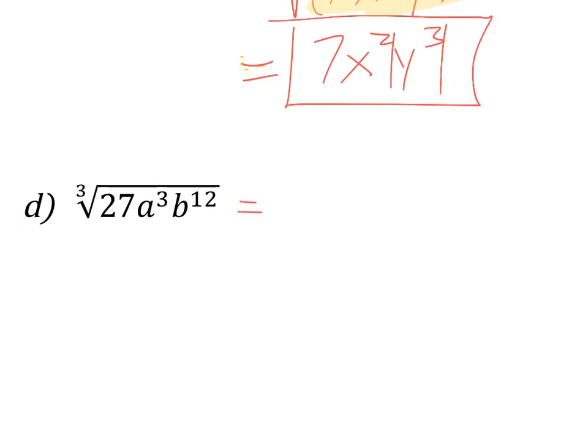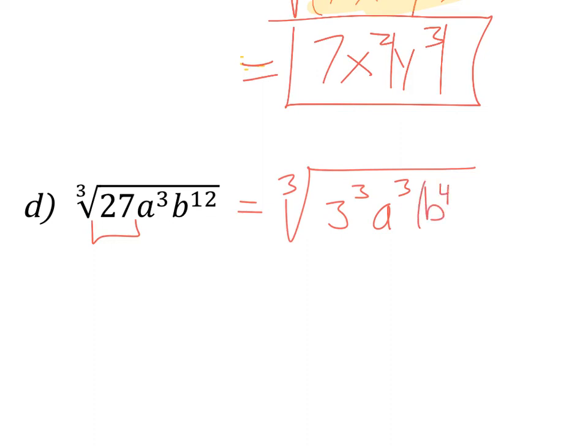And one more, cube root. So we've got a cube root. Our goal is to make everything in 3rd powers. So this is 27, which is 3 to the 3rd power. And then a to the 3rd is already a to the 3rd. And then we have b to the 12th. Well, let's see, that's b to the 4th cubed, because 4 times 3 is 12. Right? So, everything's to the 3rd power there.